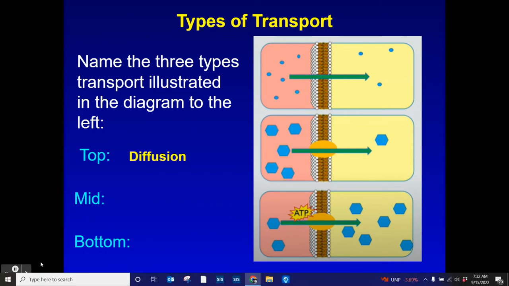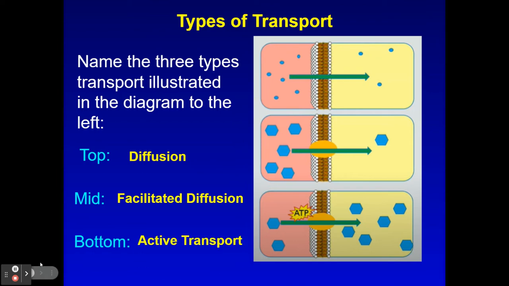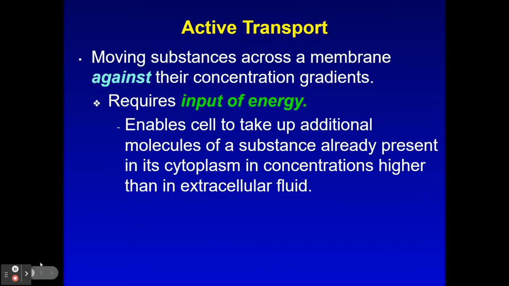What about the middle one? We see large molecules, such as a glucose molecule, going from high concentration to low concentration, but they're moving through a transport protein. What type of transport is that? If you guessed facilitated diffusion, awesome. And the bottom one, we see the little glucose molecules, but they're going from a low concentration to a high concentration, and we see ATP. So hopefully you guessed active transport on that one.